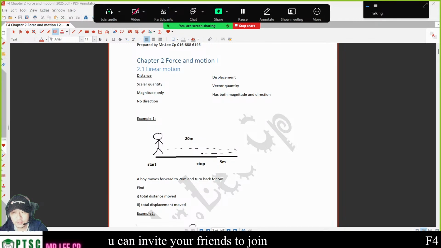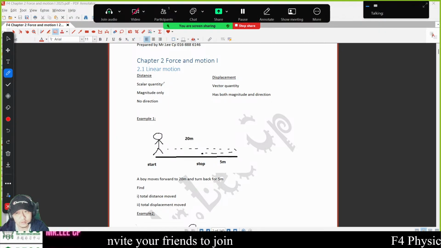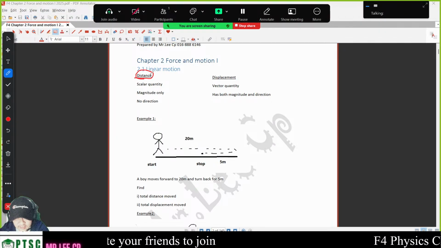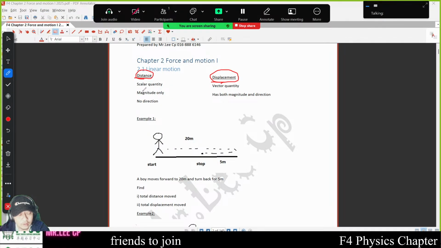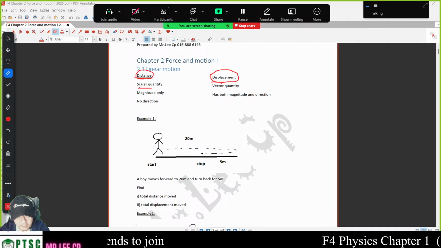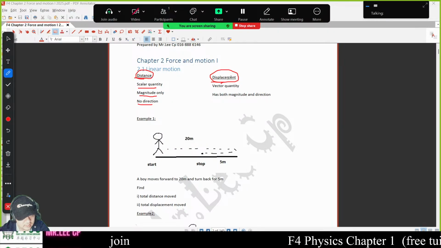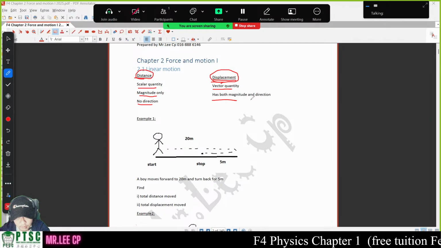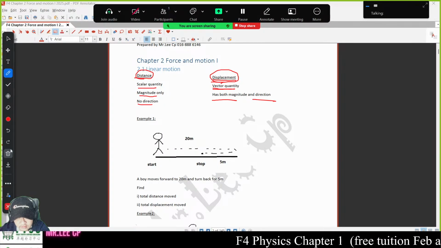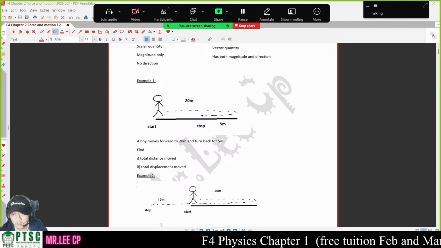Motion means movement. So the first thing that you need to know is what is distance and what is displacement. What is the difference? Previously we have learned that distance is a scalar quantity. It has magnitude only, no direction. But displacement has both magnitude and direction, so it is a vector quantity. So we go into detail. What is distance? What is displacement?